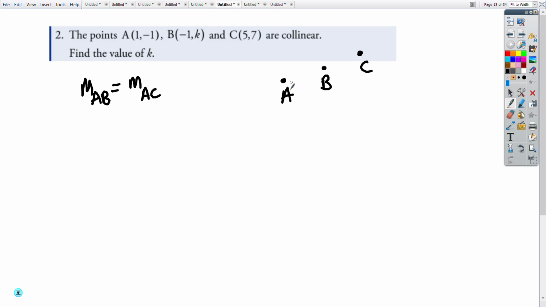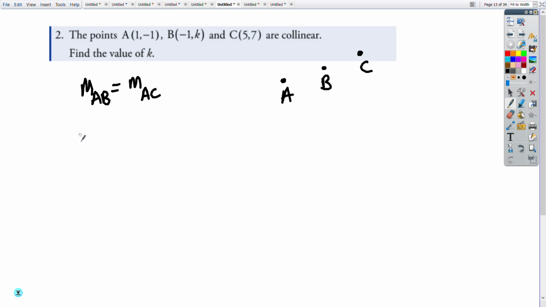Remember from the original first page, you can prove collinearity by either proving that the gradients of AB and BC are equal, or that the gradients of AB and AC are equal. So we're going to do AB and AC instead because that avoids k coming up twice. You can do either. You could do the gradient of AB is equal to the gradient of BC. It's just a little bit longer.